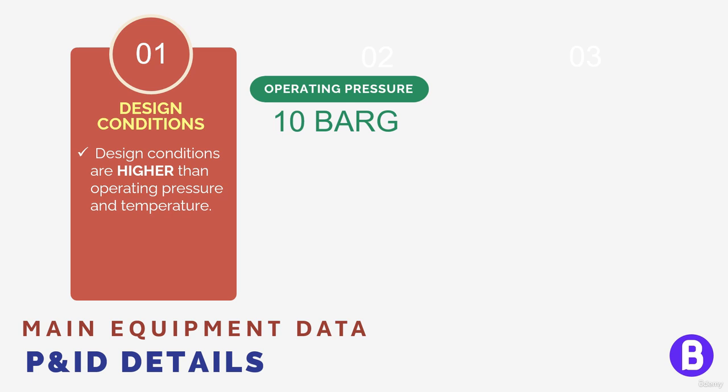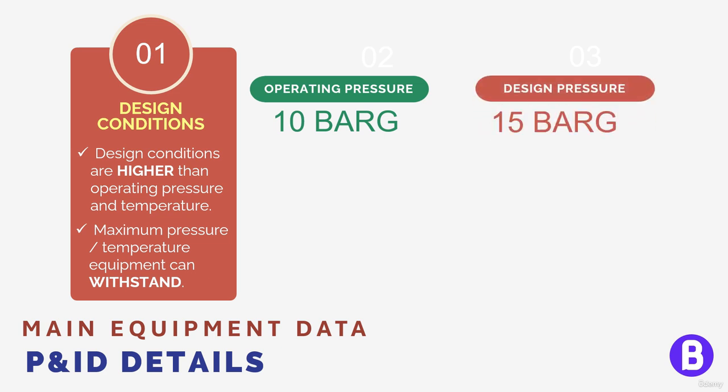However, if something went wrong in the operation and the pressure was raised, then there is a pressure which the vessel is mechanically designed to withstand. Let's say it's 15 bar, for example. So the vessel design pressure is 15 bar gauge, and under any upset conditions, the pressure in the vessel shouldn't exceed 15 bar gauge. Otherwise, the vessel is susceptible to failure.